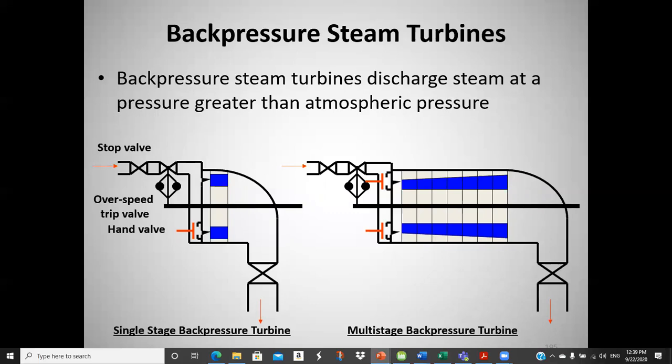Larger ones will be multi-stage, more power and more efficiency. The more stages you have, you typically get more efficiency, but the cost of the unit goes up significantly as well.